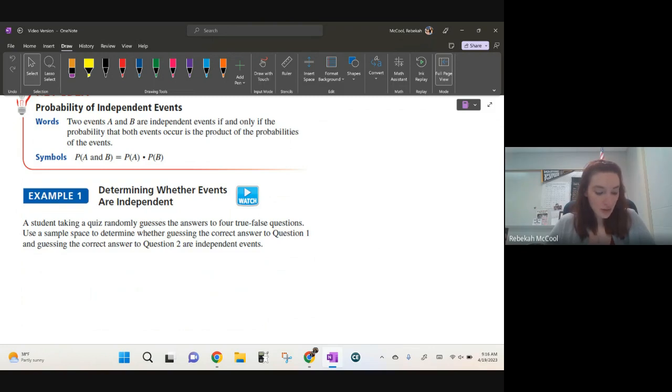A student taking a quiz randomly guesses the answers to 4 true or false questions. It says that you can use a sample space to determine whether guessing the correct answer to question 1 and guessing the correct answer to question 2 are independent events. We're not going to do that. We're just going to think about this.